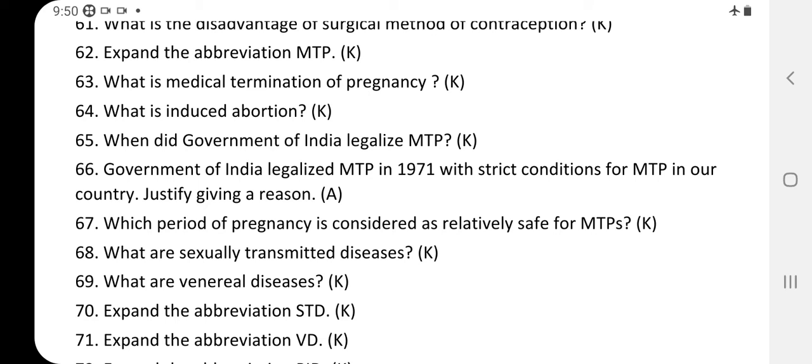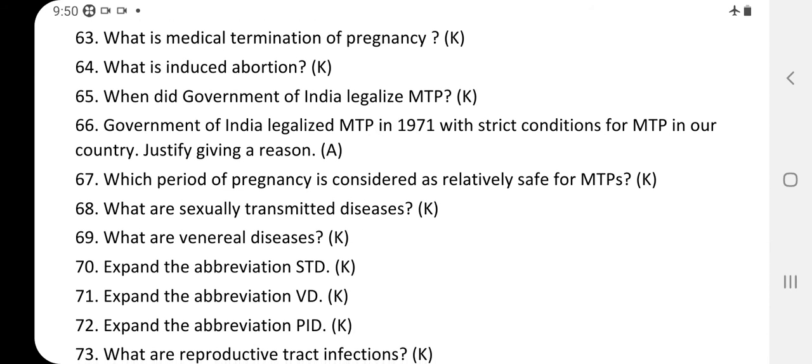66th question. The Government of India legalized MTP in 1971 with strict conditions. So in our country MTP was legalized with some conditions to check the indiscriminate and illegal female feticides, which are reported to be high in our country, that is in India.